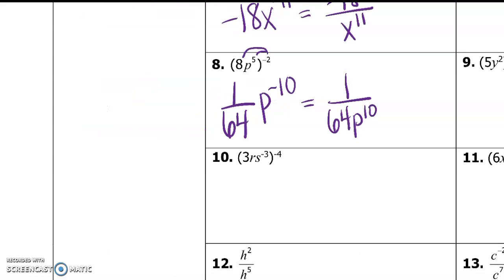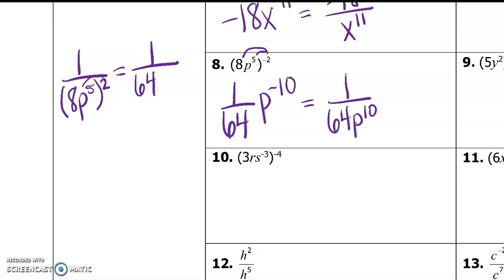I'm going to do another one off to the side. If you have an entire set of parentheses to a negative exponent, you can actually move that to the bottom. So we could rewrite this as 1 over 8p to the 5th to the positive 2nd power. So again, anything to a negative exponent goes down. So if you have a whole set of parentheses to a negative, you can move that to the bottom. So then we leave our 1 on the top. 8 squared is 64. We multiply our exponents to get p to the 10th. So either way, you will get the same answer.